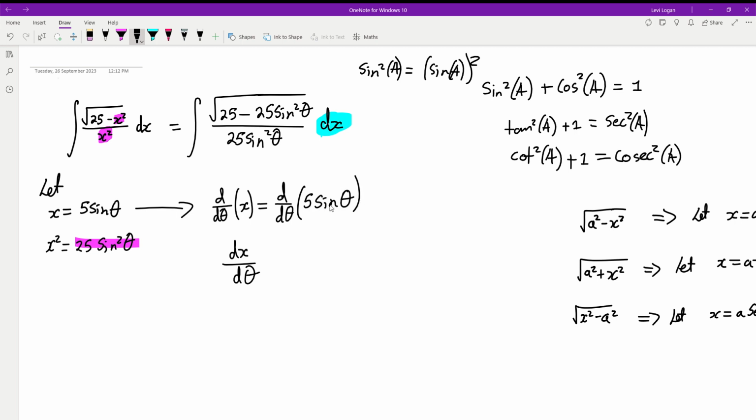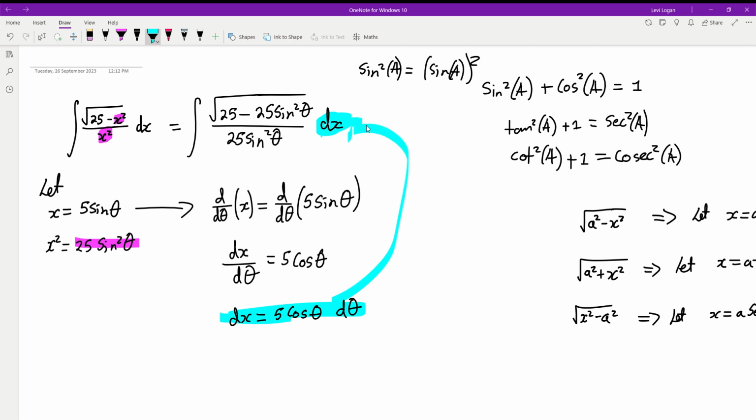Differentiating with respect to theta, the 5 is a constant, so that doesn't change. Differentiating sine, that turns into cos, so you're going to have 5 cos theta. Rearranging this, you're going to have dx is equal to 5 cos theta d theta. And we can see that is equivalent to dx, so we can substitute that guy up into here.